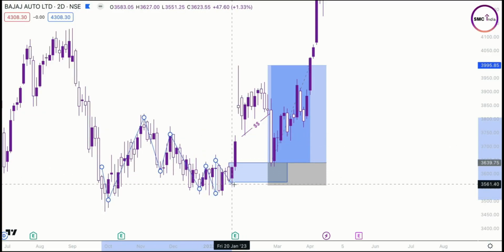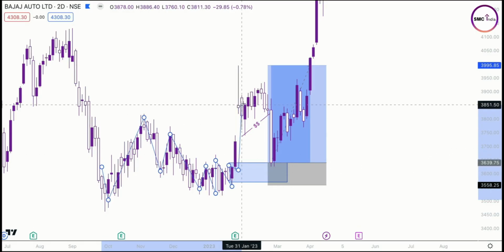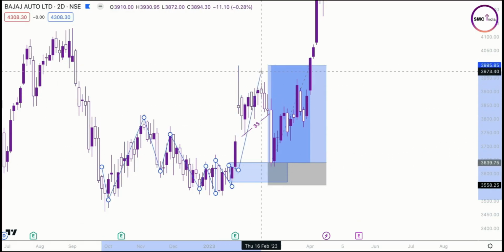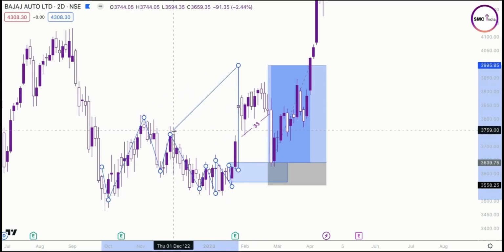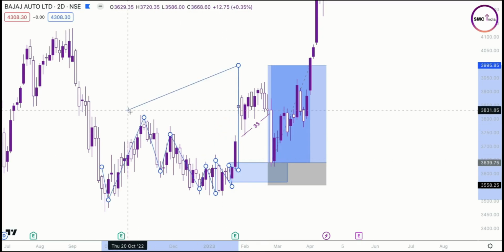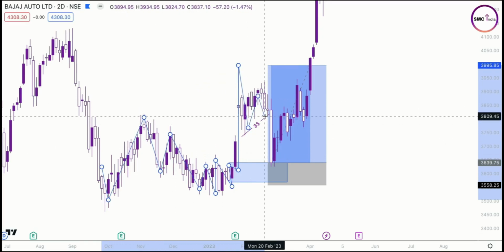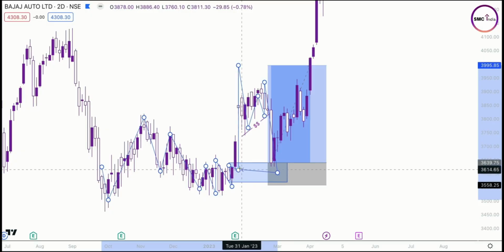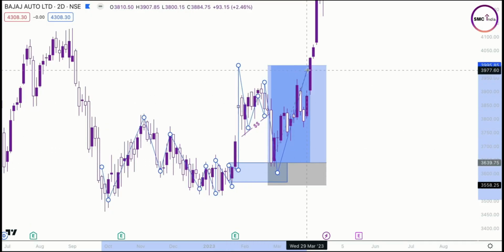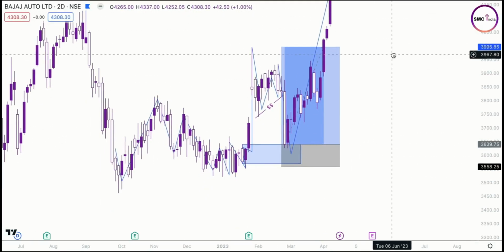This is a consolidation, and what happens next is that the price shoots up, breaking this structure, breaking these minor structures and breaking this major structure too. And what happens next is that the price creates liquidity, comes back to this demand zone, to this order block here, and then shoots up again.